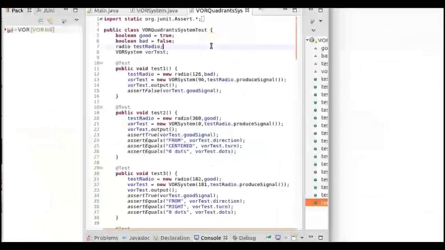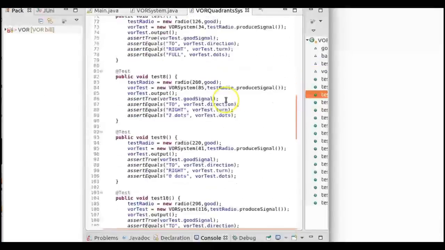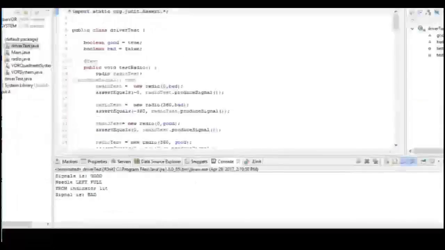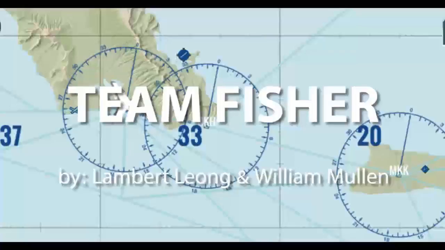The class VOR quadrants system test implemented each of these test cases using JUnit as before to validate. JUnit confirms that all tests check out in both unit and system testing. Our radio and VOR system classes are correct.